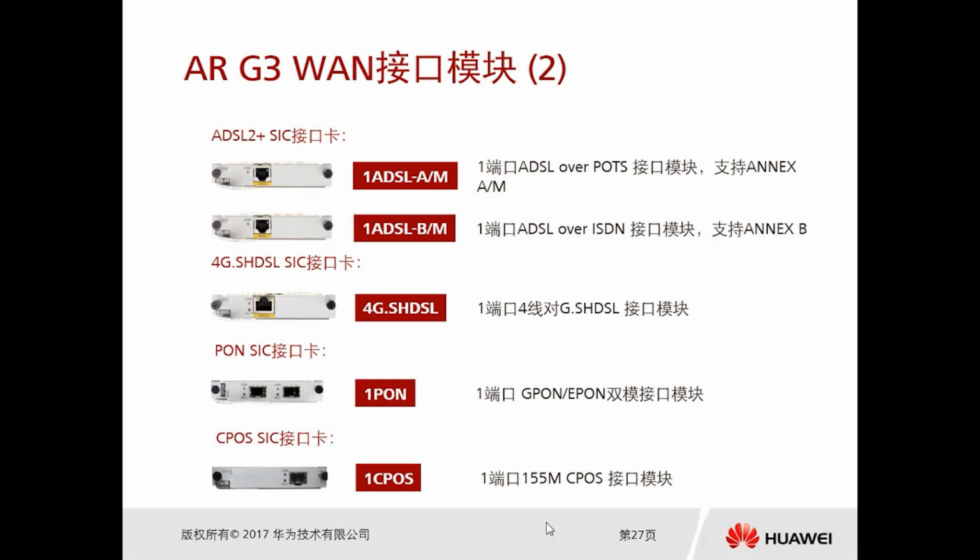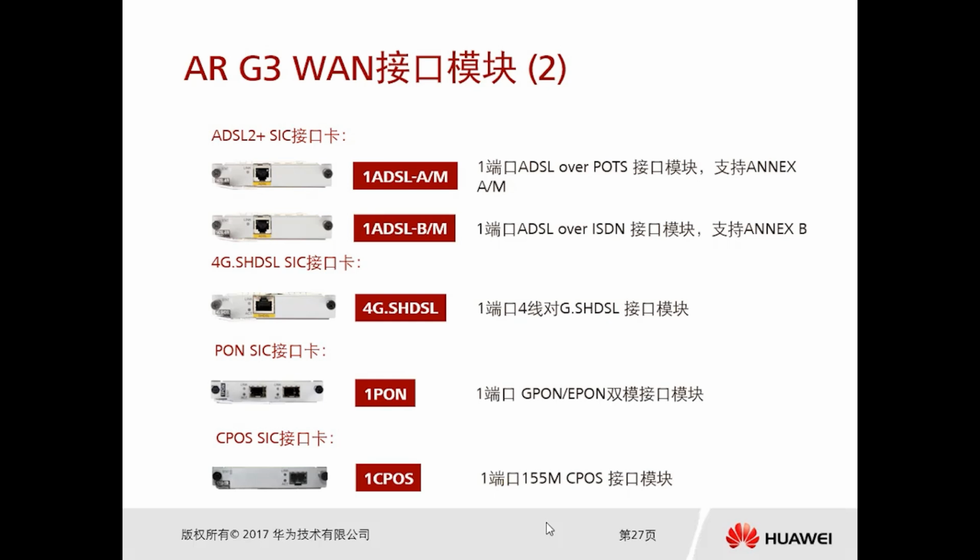For example, this ADSL2 plus our SIC interface card. What is its main focus? On one end, the ADSL over POTS interface module. Next, let's take a look at the 4 G.SHDSL interface card. A single board can provide 4-way G.SHDSL. It can provide an independent CPU and a managed interface.